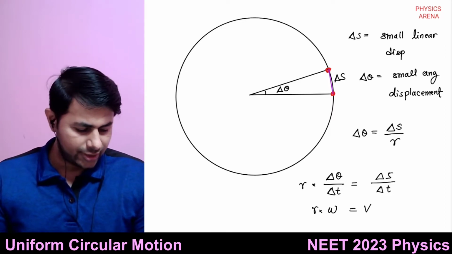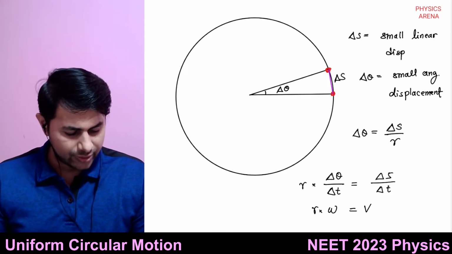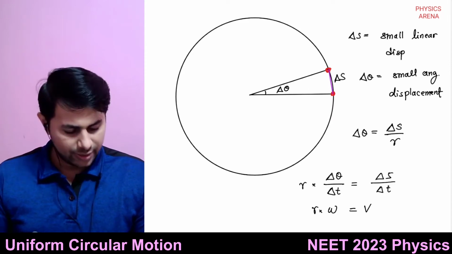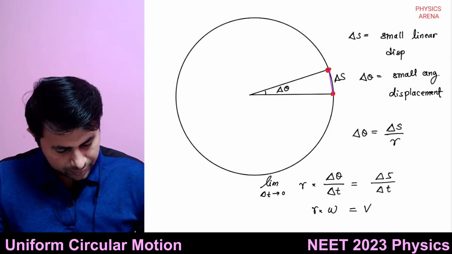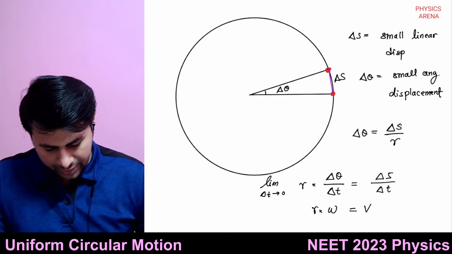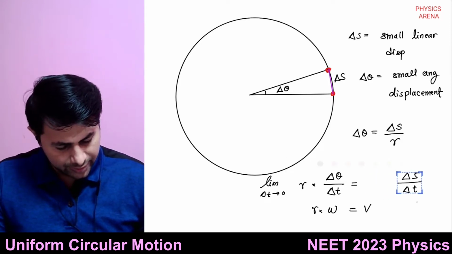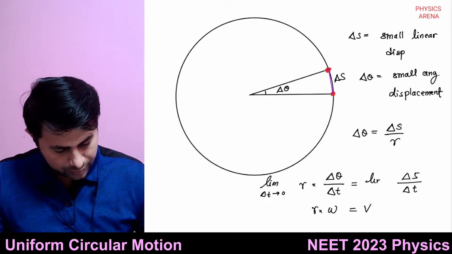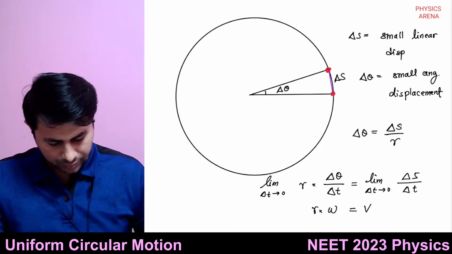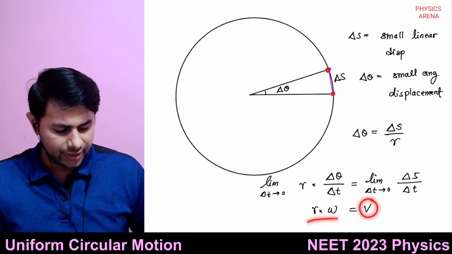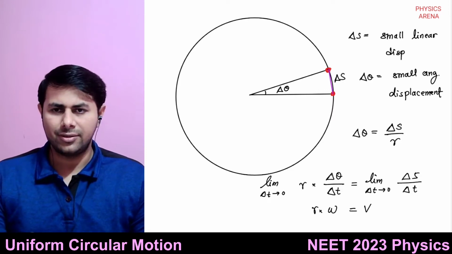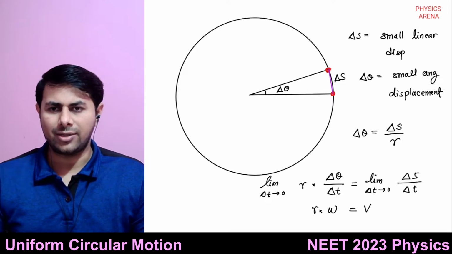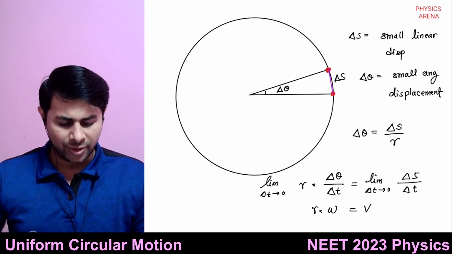So if you take the limit delta t tends to 0 on both sides, then you get linear velocity is equal to r times angular velocity, right? You get this. So this is true for small angles. Is it true for a large angle?